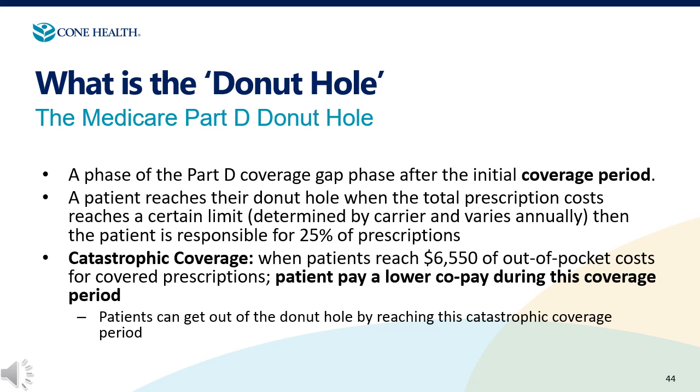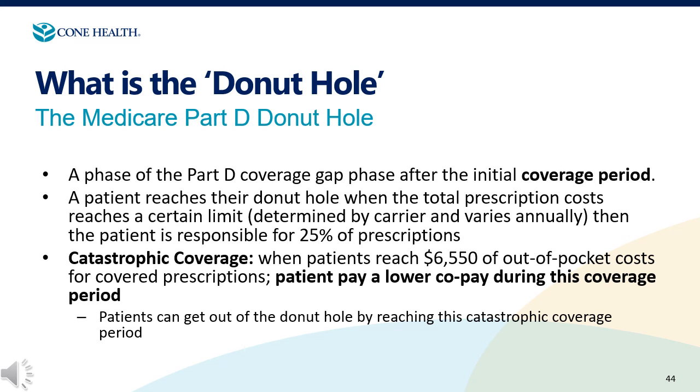A common concept that you hear with patients with Medicare Part D is that they reach a donut hole. So during this donut hole, patients are actually responsible for 25% of their prescription costs, and they usually reach this donut hole once they reach a certain limit of their prescription costs, including what they pay for and what their insurance carrier pays for. And this certain limit isn't a fixed amount. It is determined by the carrier, and it does vary annually.